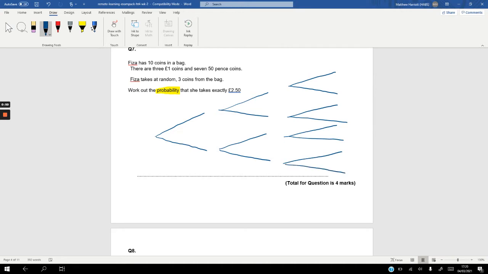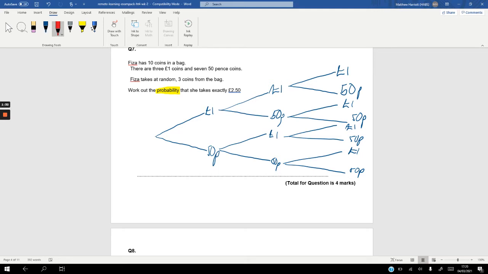Now, in each instance, we need to have the probability that's going to be on the branch. Okay, so this is £1, £1, £1, and this will be 50p, 50p. So each time there's the option of £1 and 50p.